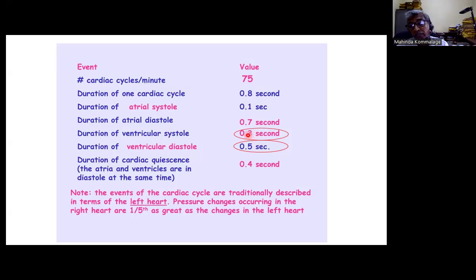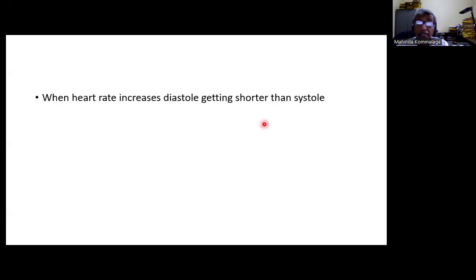Contracting time is 0.3, relaxing time is 0.5 second, right? So in our heart, we have more relaxed time than contracting time, or more diastolic time than systolic time. And you can understand this easily. What is atrial systole? You can see atrial systole is very short compared to diastole, which is prolonged. Right. So when the heart rate increases, our diastole gets shorter than the systole, right? Because diastole is prolonged, it will be compromised more than the systole when the heart rate increases. Remember that also.